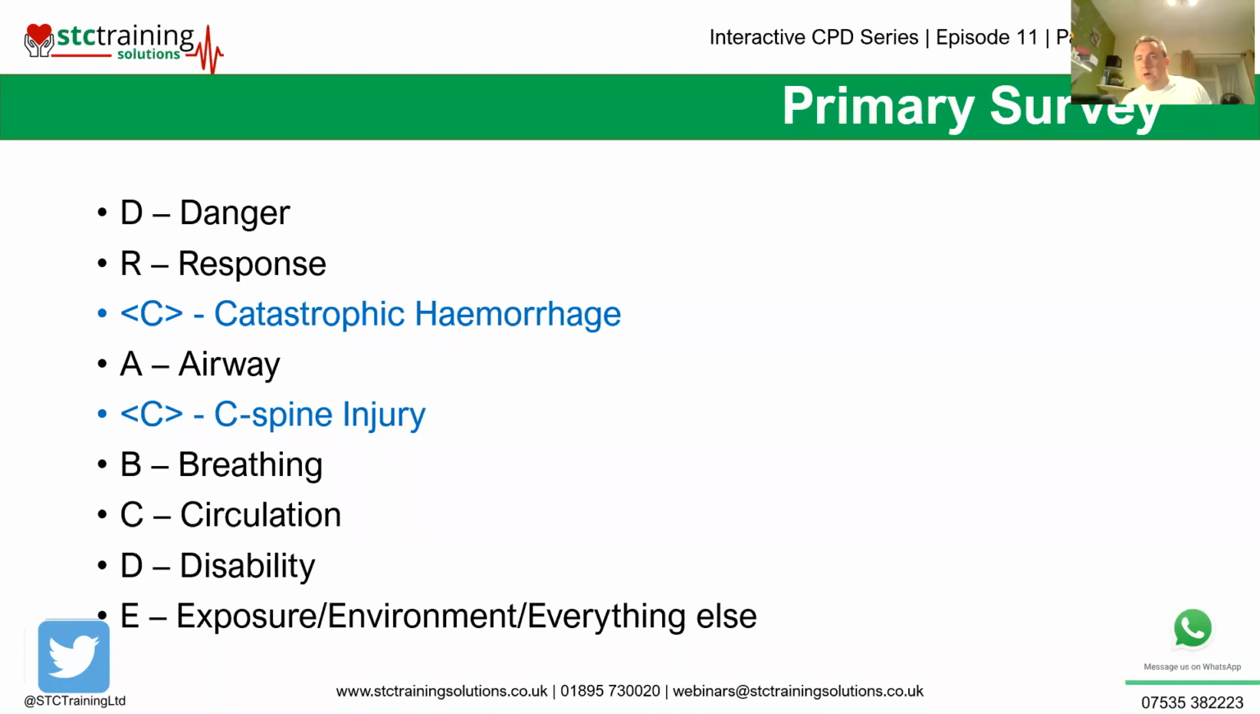I'm sure all of you are aware of that. So it's always been Dr ABC, wasn't it? But we add a few extra little bits in. So we add a D and an E. The two in blue are obviously the ones that differ slightly with trauma. So in traumatic situations where a patient's been injured, we would then consider these extra C's in blue. So that'd be the catastrophic hemorrhage and the possibility of C-spine injury.